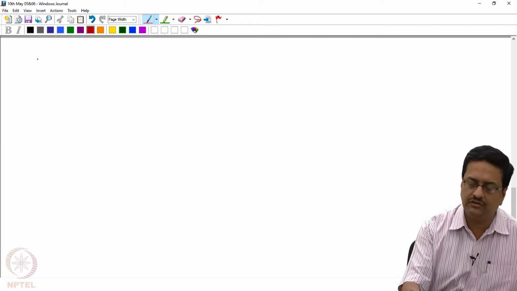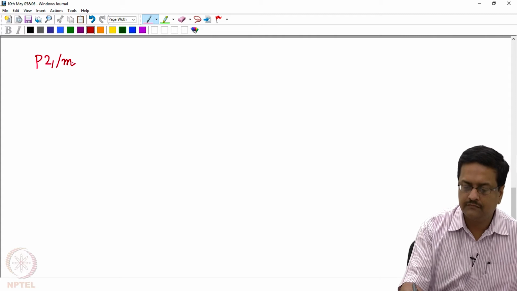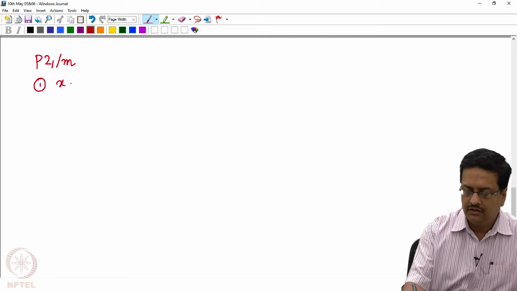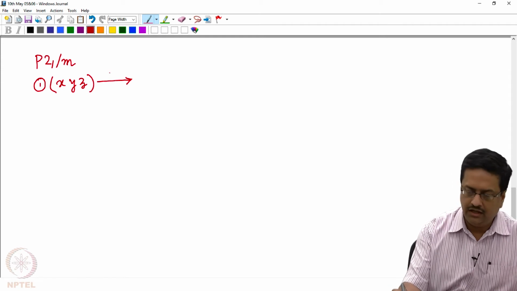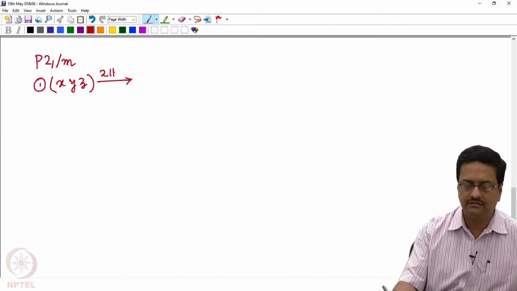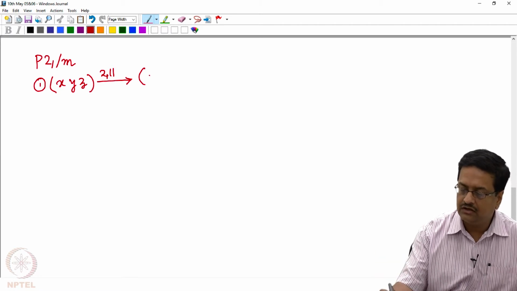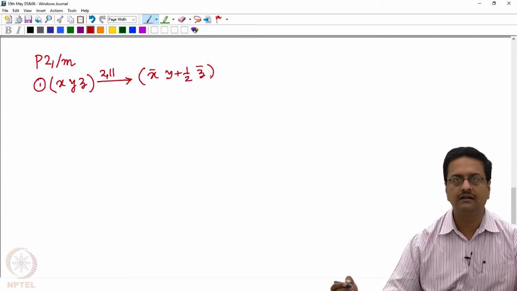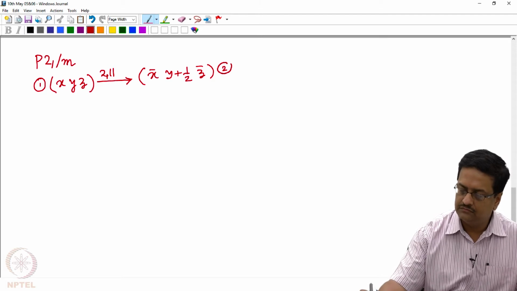Let us see the situation with the centrosymmetric space group P21/m. If we start in the same manner with the first point x, y, z, and then we apply a 2-1 screw parallel to y, what we get is x bar, y plus half, z bar, and we get the point number 2.